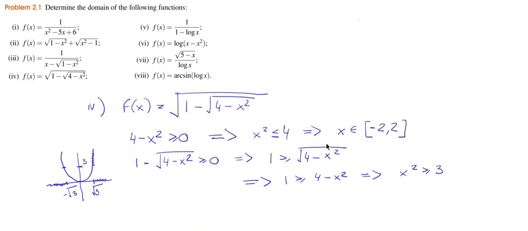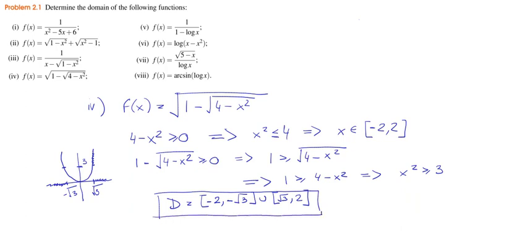Okay, but we know that x has to be between -2 and 2, so the domain is actually from -2 to minus the square root of 3, and then from the square root of 3 to 2.